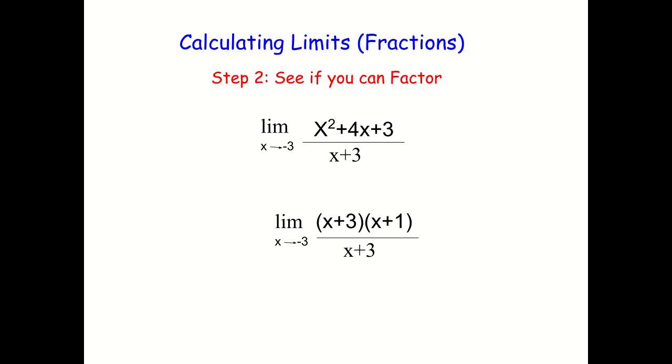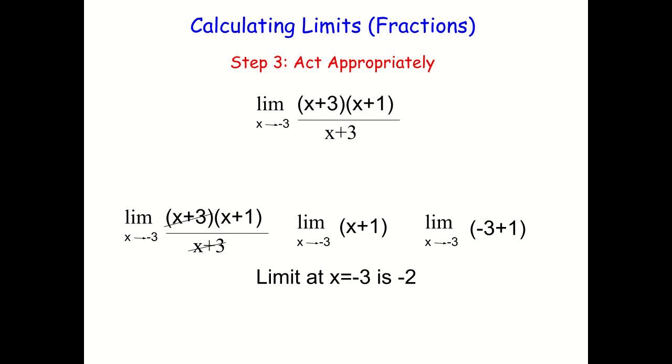So the next thing I did was try factoring. Then I figured out that you could factor the numerator, which gives you x plus 3 times x plus 1. The last step is to act appropriately, which means that the first thing I have to do is cancel out the x plus 3, and then I will put the number back in. After doing all that, the limit at x equals negative 3 is negative 2.